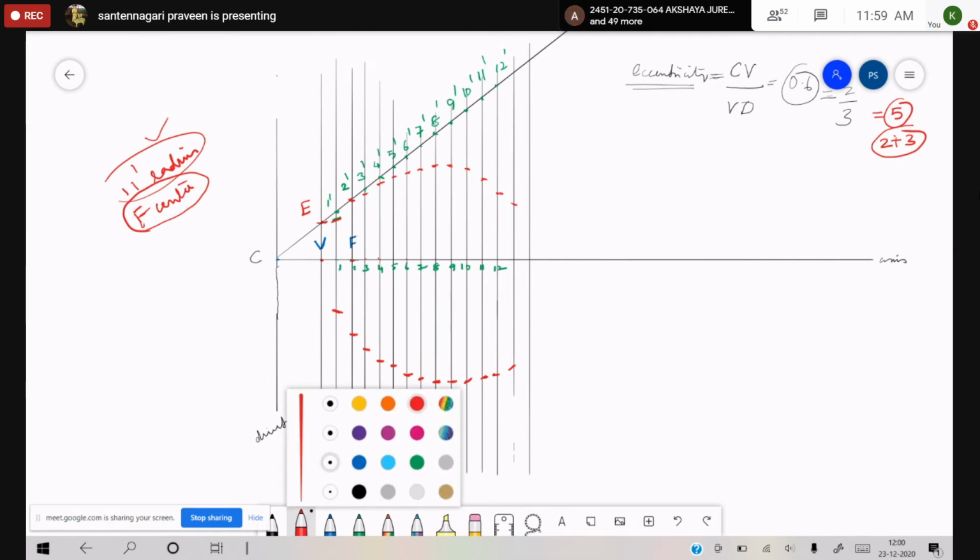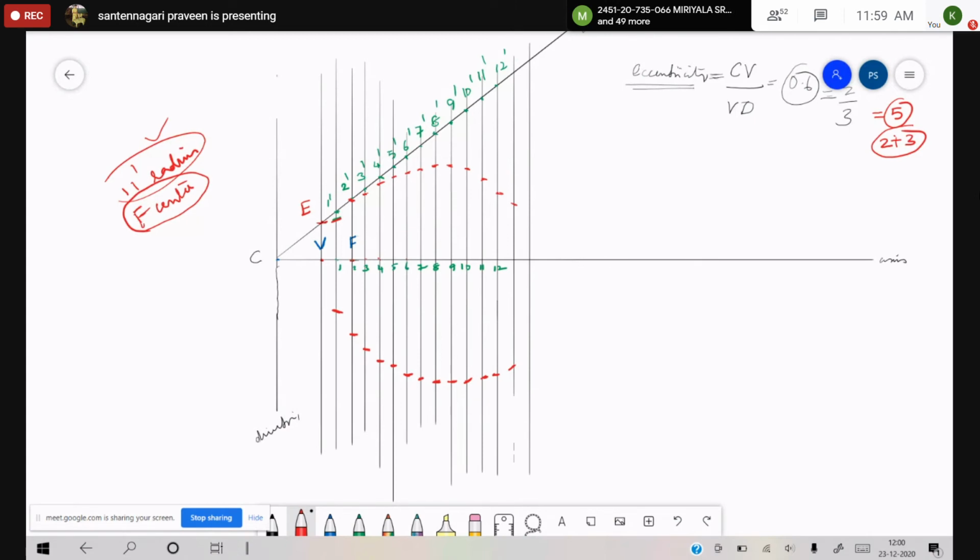Now join all these points from the vertex. So from vertex, you join 1, next from here to 2 dash, 3, 4. All these arcs should be drawn. I'm trying to bring out a better figure.